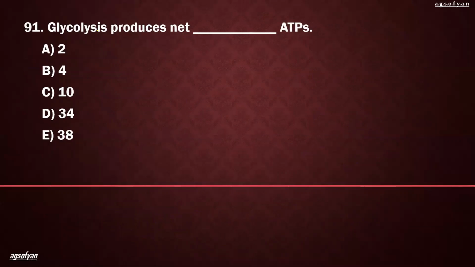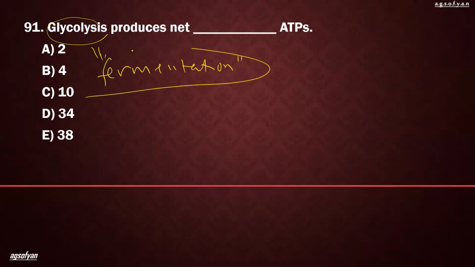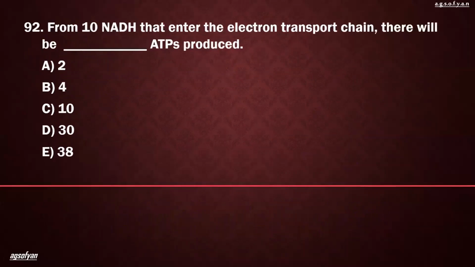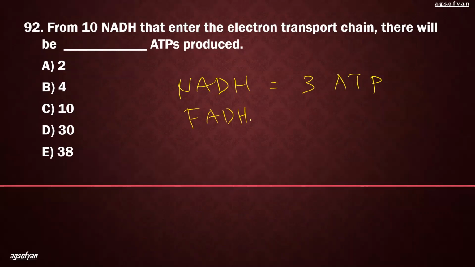Glycolysis is similar to fermentation. How many ATP are produced from fermentation? Only 2. So glycolysis only produces 2 ATP. From 10 NADH that enter electron transport, how many ATP will be produced? This is the rule: every NADH will produce 3 ATP. If it is FADH2, it produces 2 ATP. Now, if there are 10 NADH, how many ATP will be produced? 3 times 10. It's going to be 30.